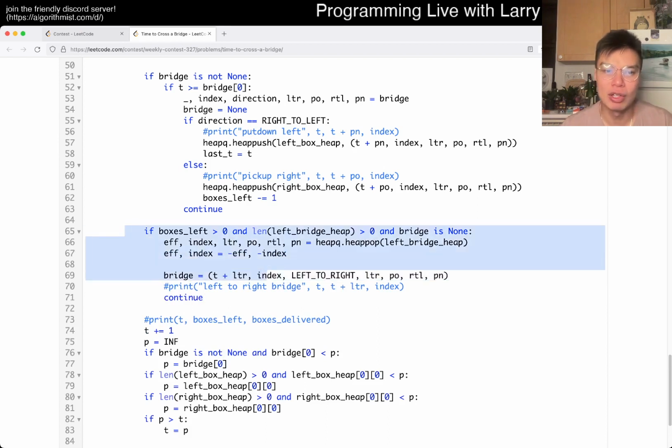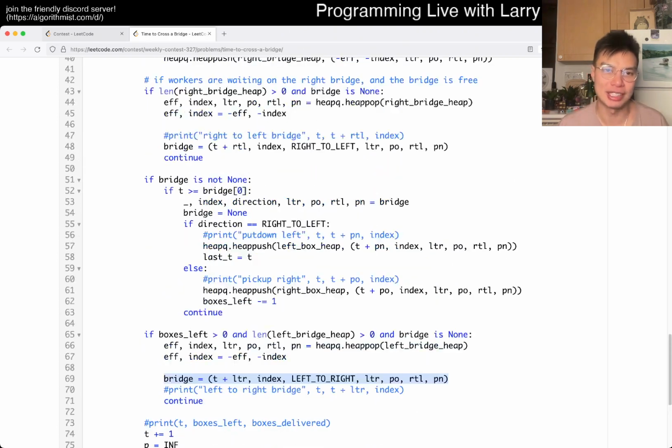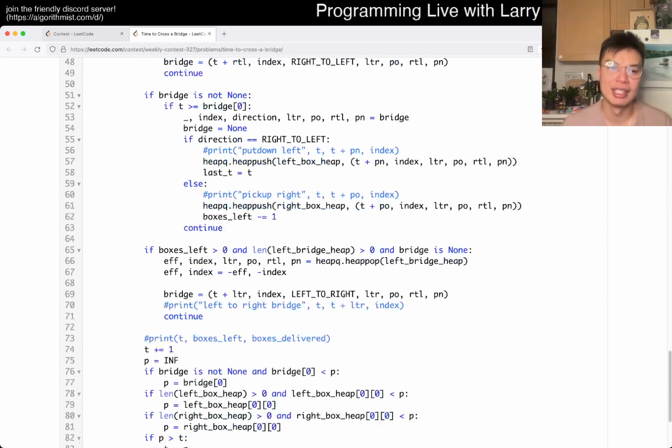basically now on the left side, no, this is on the left side. If there's still boxes to be picked up on the right side, and the bridge is free, then we go on the bridge. That's basically what this is saying. And then we set the bridge if the bridge is free. And of course, because this thing happens first when the bridge is free, and because we have continue here, this enforces the priority that right goes left before left goes right. And that's pretty much it.